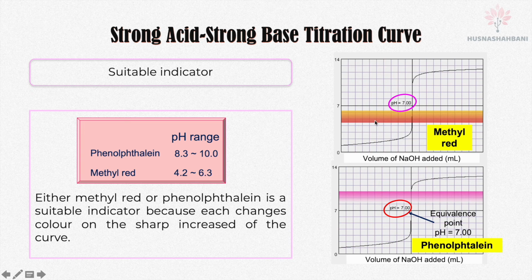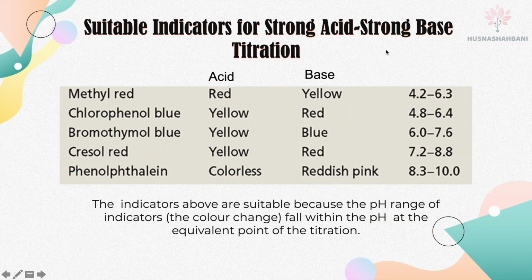So there will be the color change. Here, phenolphthalein will change color at the equivalence point of 7. Suitable indicators for strong acid, strong base titration: methyl red is red in acid and yellow in base. Chlorophenol blue is yellow in acid, red in base. Bromothymol blue is yellow in acid, blue in base. Cresol red is yellow in acid, red in base. Phenolphthalein is colorless in acid and reddish pink in base.